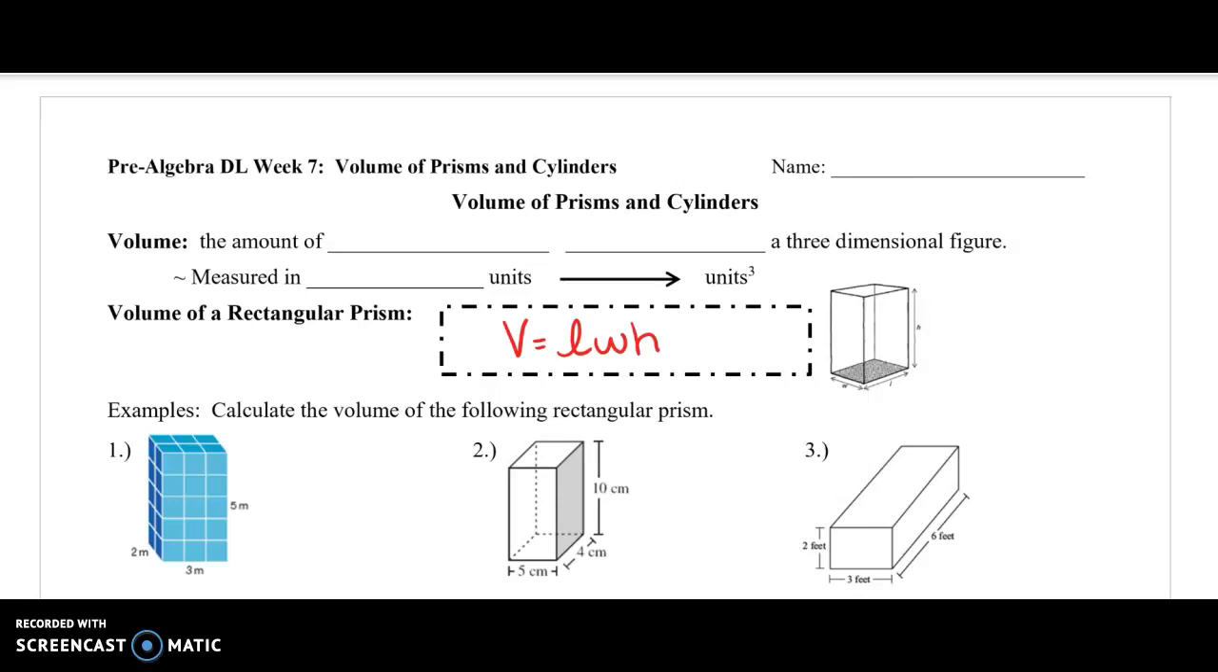Hey guys, so we're going to be getting started with our week 7 notes. We're going to be looking at the volume of prisms and cylinders. So we've done area already, perimeter, now we're moving on to volume.